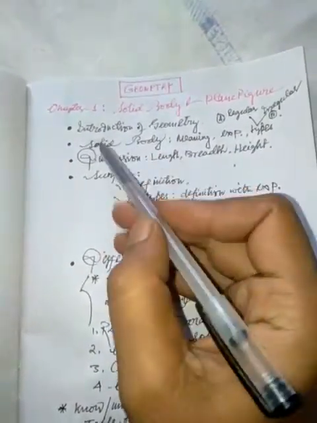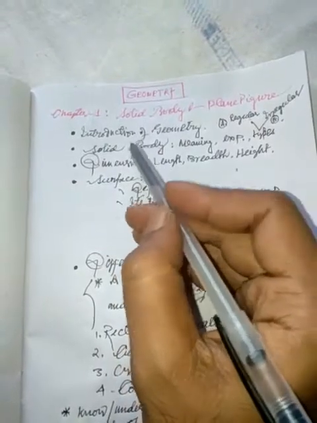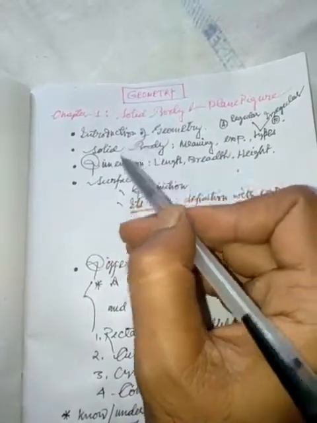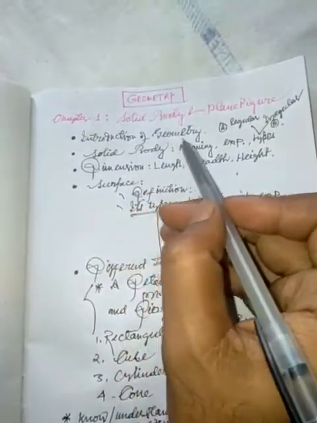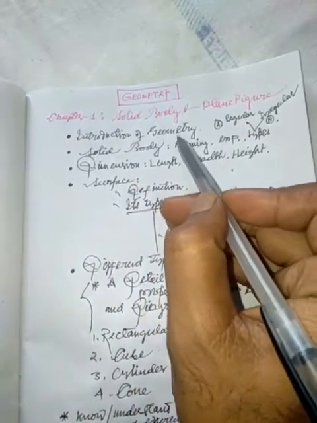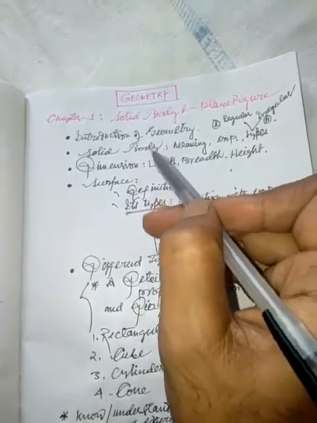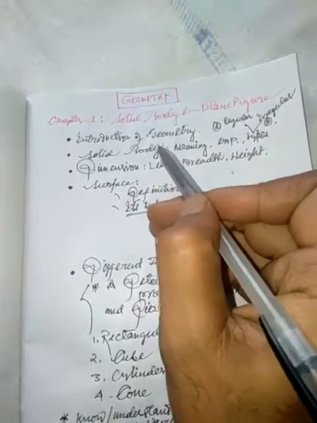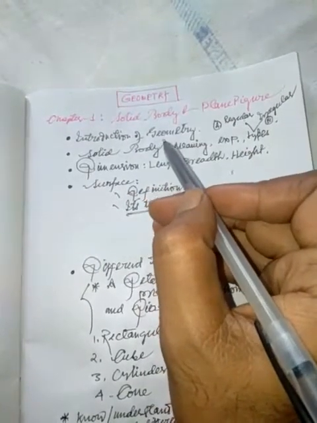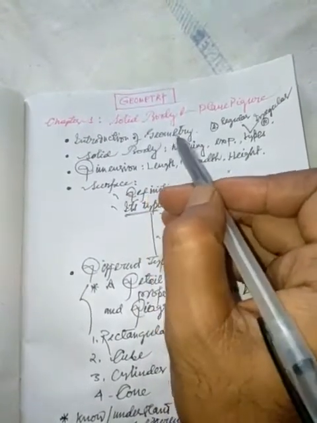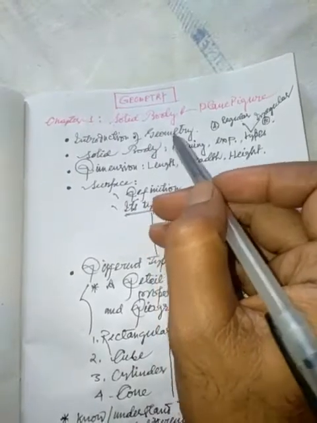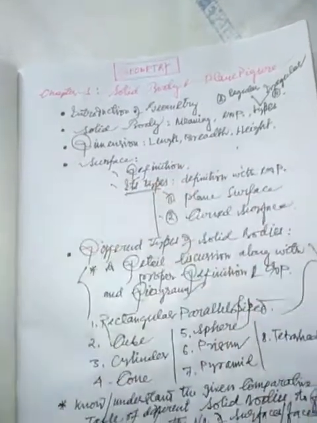So in this chapter, first we have to read or know regarding the geometry. So what is a geometry, or what is the meaning of geometry? Who are the contributors in the field of geometry, etc. we will learn.